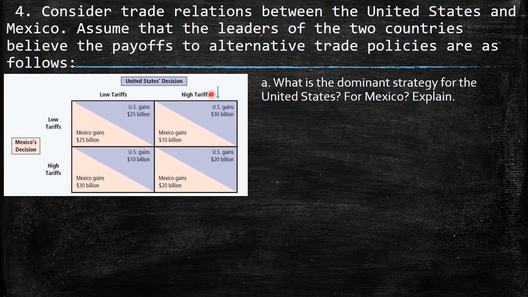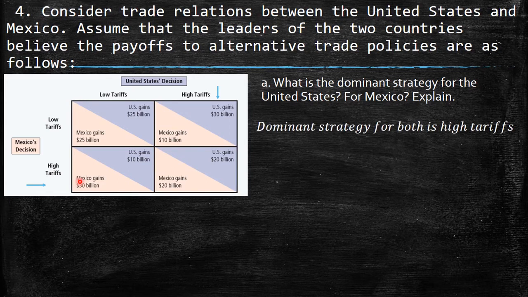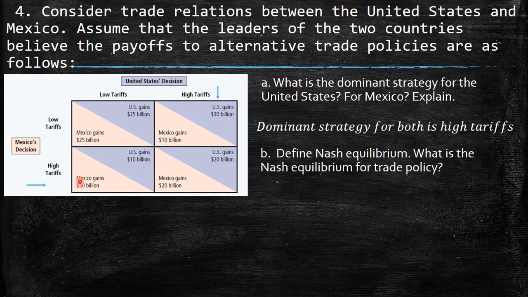What about for Mexico? If the United States operates with low tariffs, Mexico will go with high tariffs, right? Because it's better, 30 billion than 25 billion. What if the US operates with high tariffs? It should be better, 20 billion than 10 billion. So every time, it doesn't matter what the US does, Mexico will always move to high tariffs. So for both, it is high tariffs.